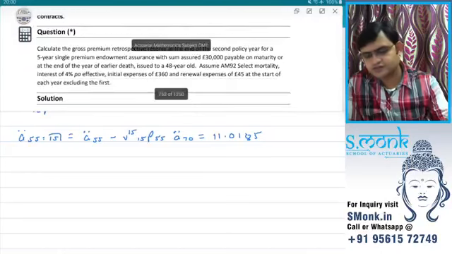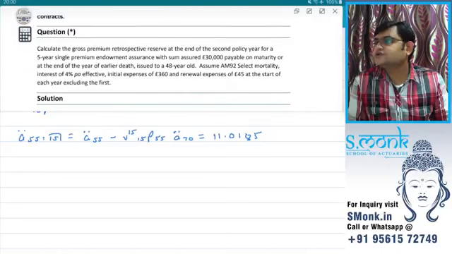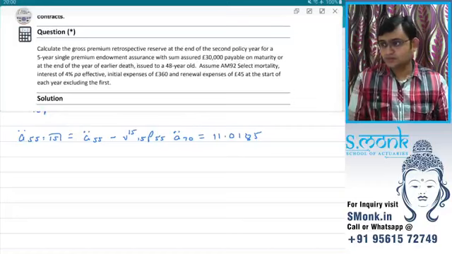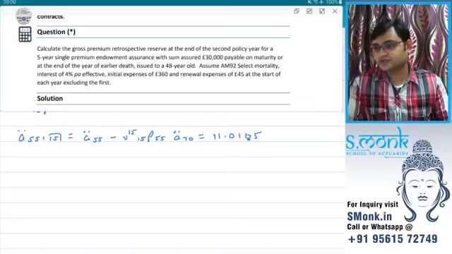Let's see this policy. They're saying calculate a gross premium retrospective reserve at the end of the second policy year for a 5-year single premium endowment assurance with a sum assured of 30,000 payable on maturity or at the end of the year of earlier death, issued to a 48-year-old, assuming AM92 select mortality and interest of 4% per annum effective. Initial expense is 360 and renewal expense is 45 at the start of each year excluding the first.